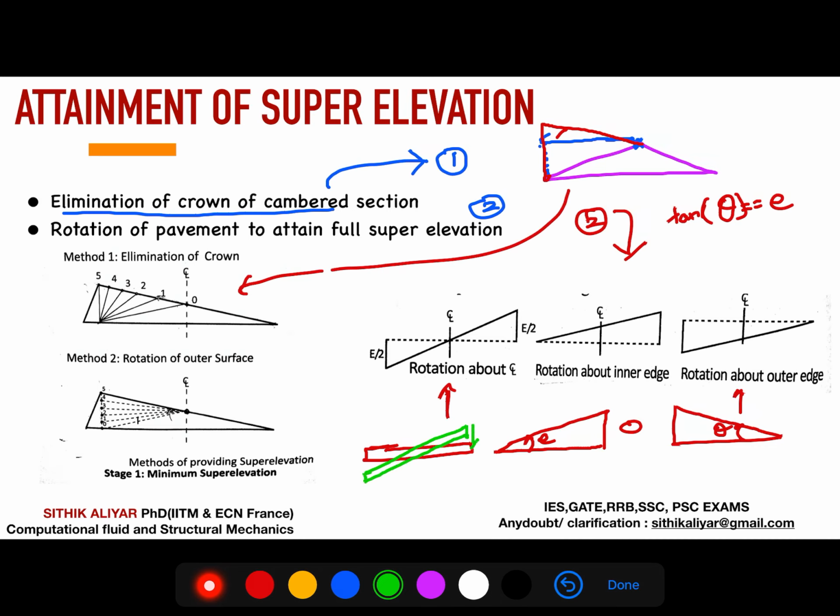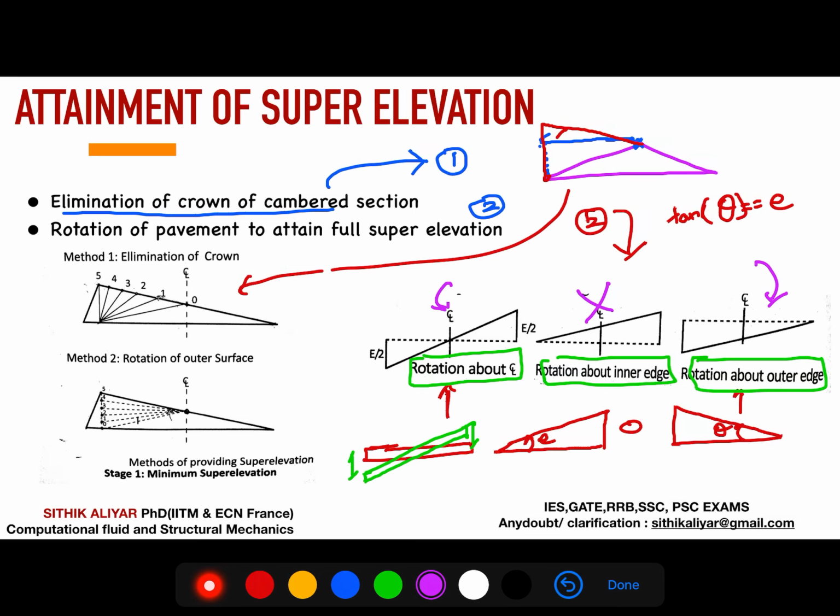So rising like this, lowering like this also, I will have the same theta. So there are three ways of attaining the super elevation in the case of rotation of pavement. Either I can rotate about the center line, or rotate about the inner edge, or rotate about the outer edge. Rotating about the inner edge is not common and it will give negative super elevation. About the outer edge is very common and this is rare.